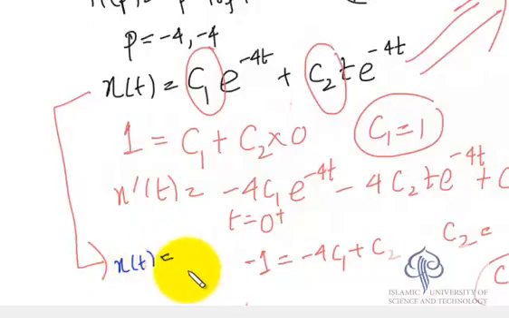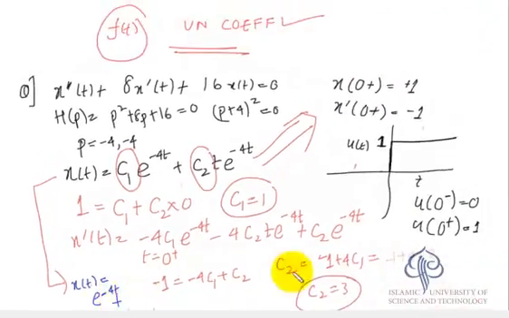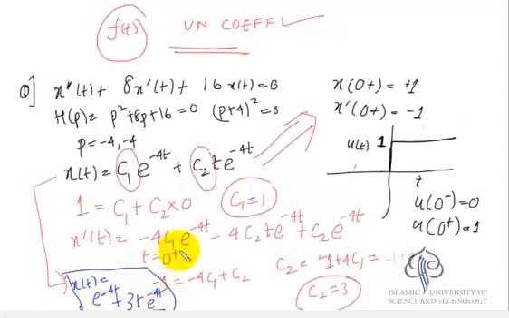x(t) is equal to c1 is 1, so e to the power minus 4t, and c2 is 3, plus 3t e to the power minus 4t. So this is the solution for our problem.